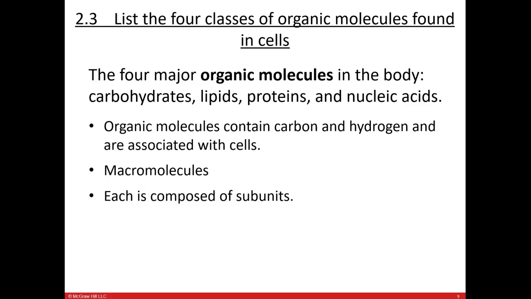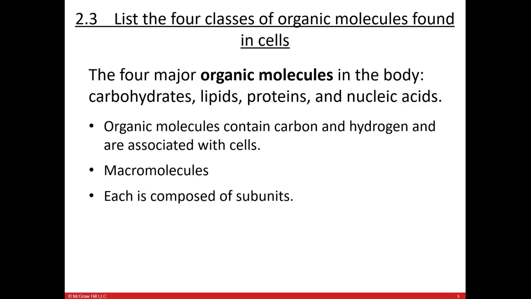And I'm pretty sure you've heard of some of those because we eat a lot of those, but they also contribute to the structure and function of our bodies. How do we know a molecule is organic? Well, it contains carbon and hydrogen. And we're going to look at some molecules and you're going to be able to recognize just by looking at their molecular structure if they're organic molecules.